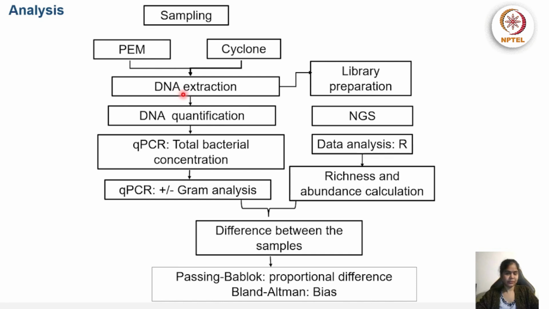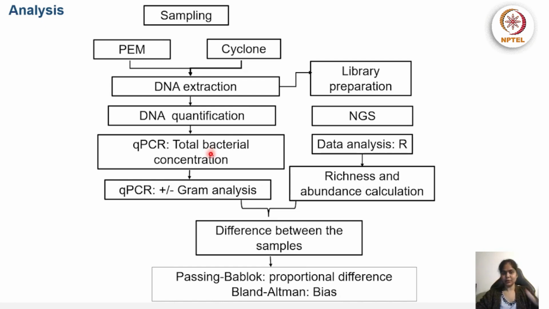We did DNA extraction for both the samplers. The DNA extraction was followed by DNA quantification. We checked how much DNA is there in both the samplers. Then we did qPCR, a quantification technique. So we targeted the 16S rRNA for bacteria. Fungi is not focused here because humans emit more bacteria compared to fungi. Since it's a low biomass environment, we wanted to see how the bacterial concentration is.